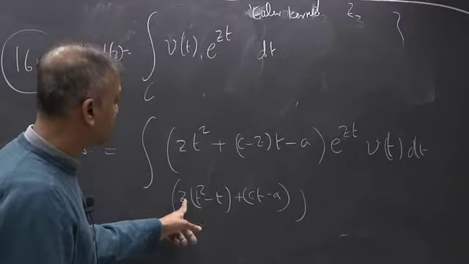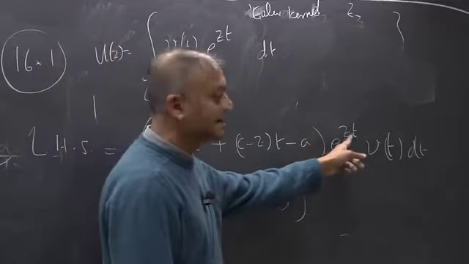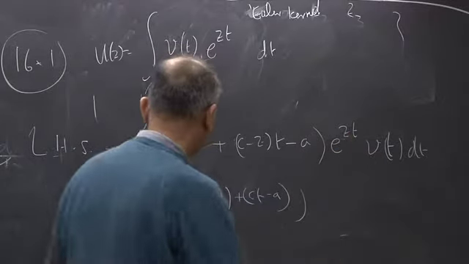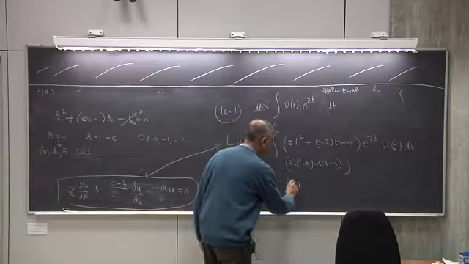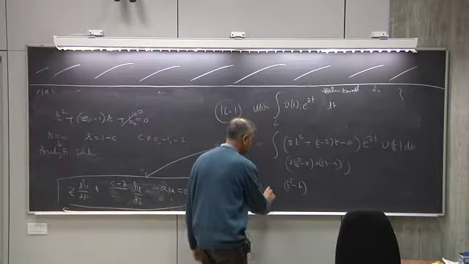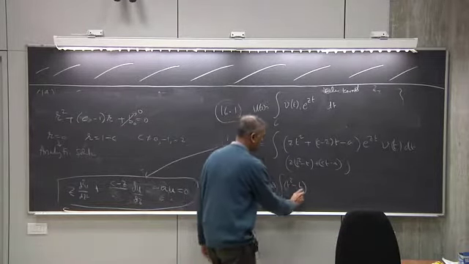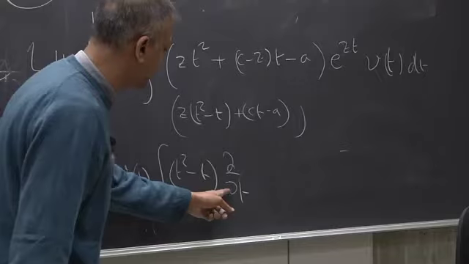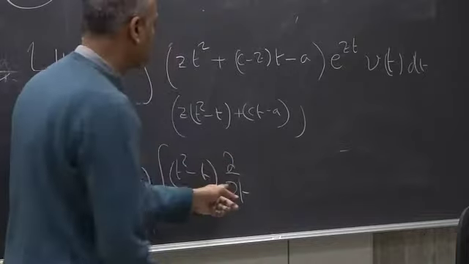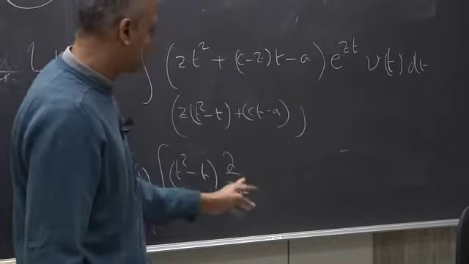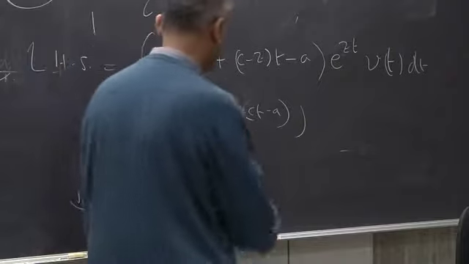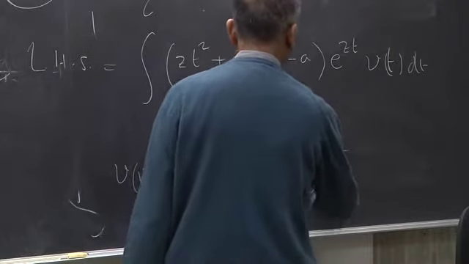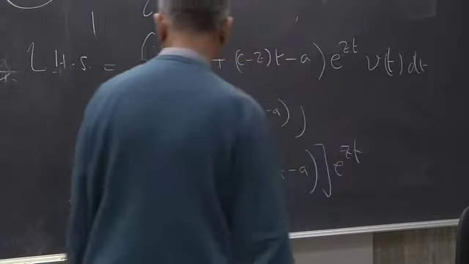But wherever I see z, I can just replace it by d by dt. After all, right? So this becomes (t squared minus t) d by dt. I'm using the partial derivative just because it's not acting on z, but it's really an ordinary derivative. Plus ct minus a, acting on e to the zt.